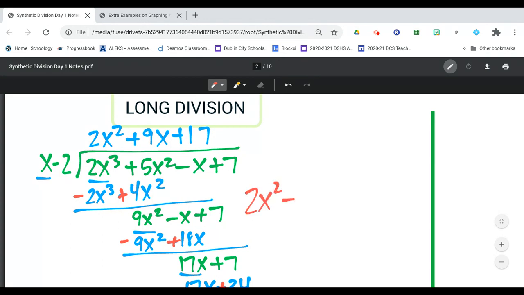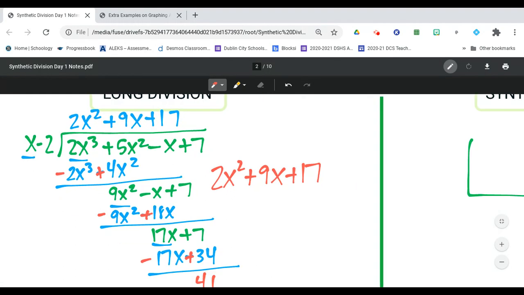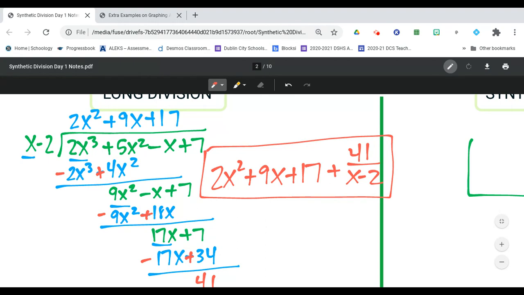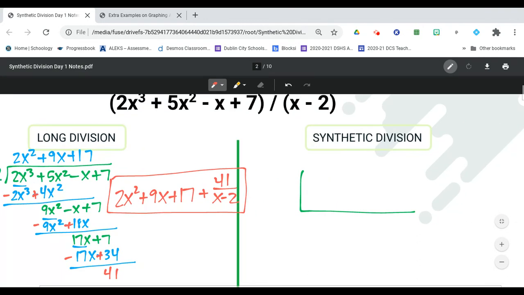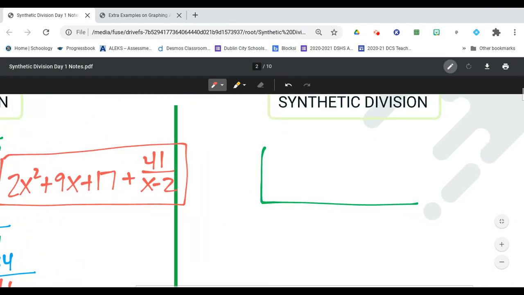Now, you're probably feeling a little overwhelmed and thinking, wow, that was a lot of work for that simple answer. So we're going to show you a different method. And there's my answer using long division, with my remainder over what I divided by. Synthetic division is very similar, but it's a fake division. It kind of takes out the x's and makes the process a little quicker.